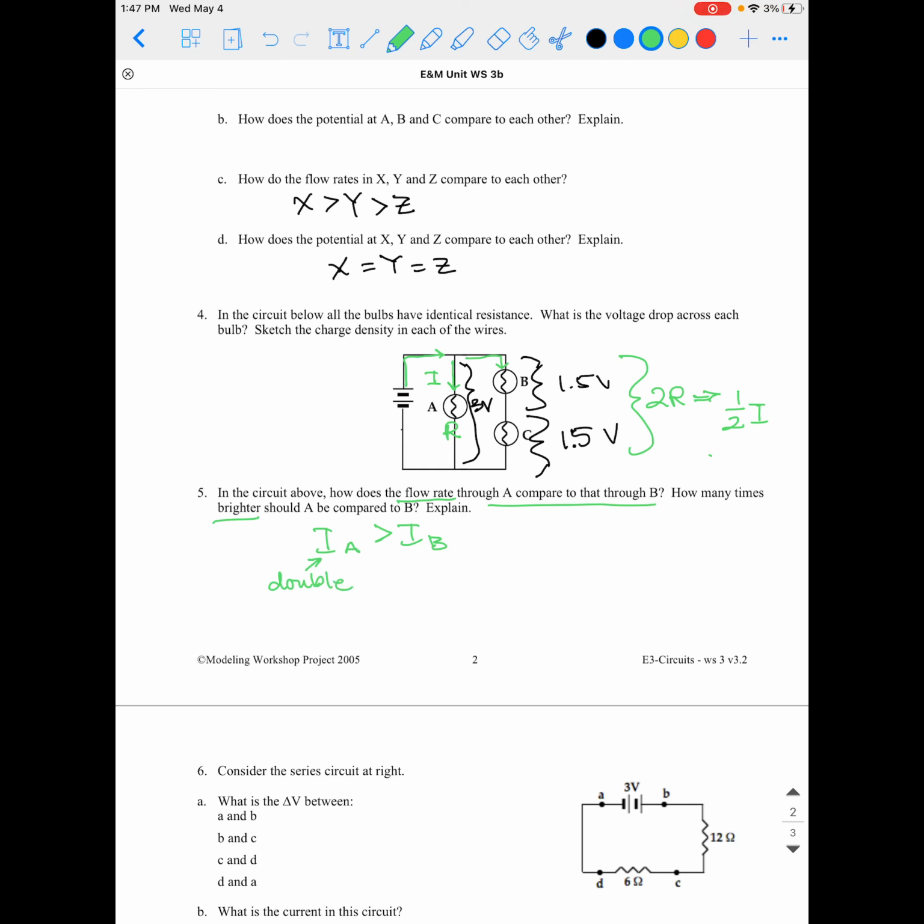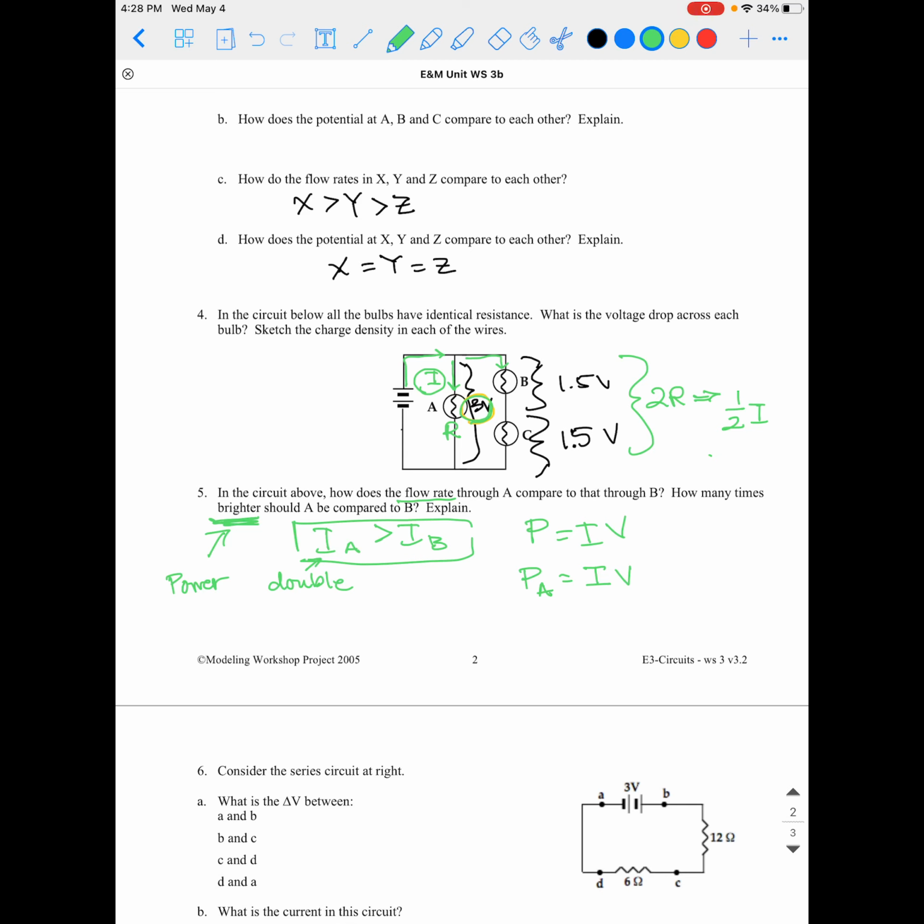But that helps us answer the question about brightness. Brightness is related to power, and power is equal to current times voltage. Well, if we look at the current through A, the current through A has a current of I. Let's say that's our variable for current. And we have a voltage of 3V, which I'm just going to call V, and we're going to do proportions for this.